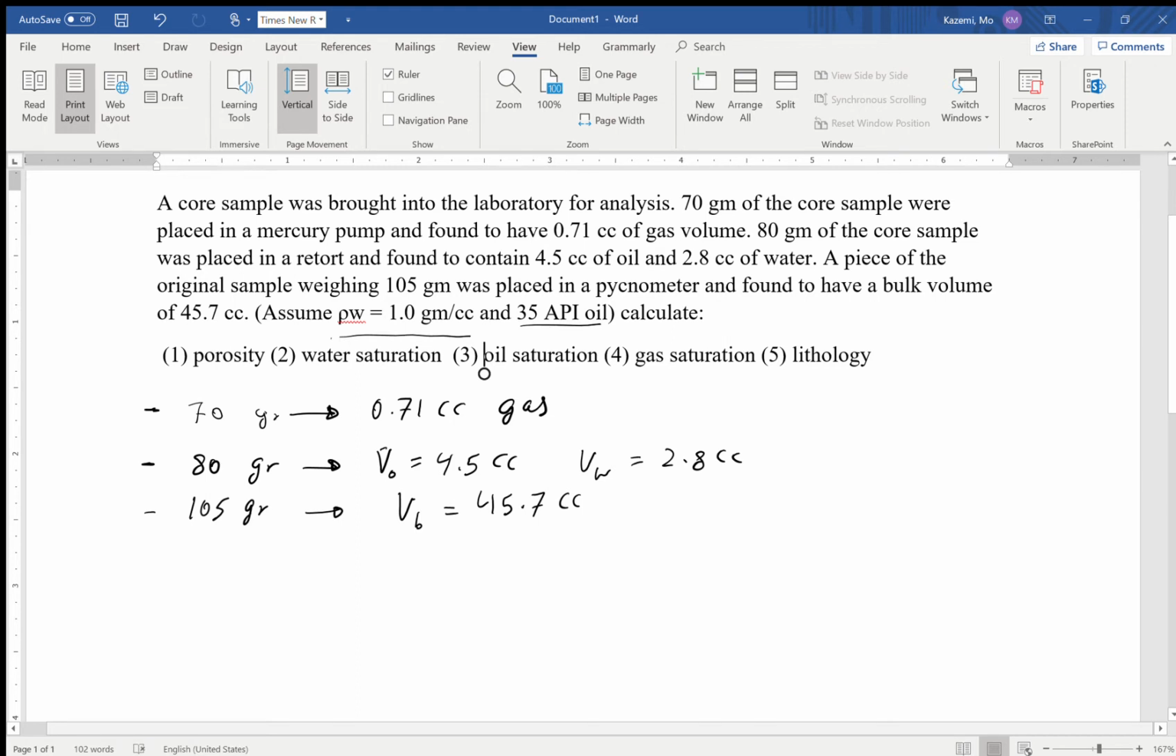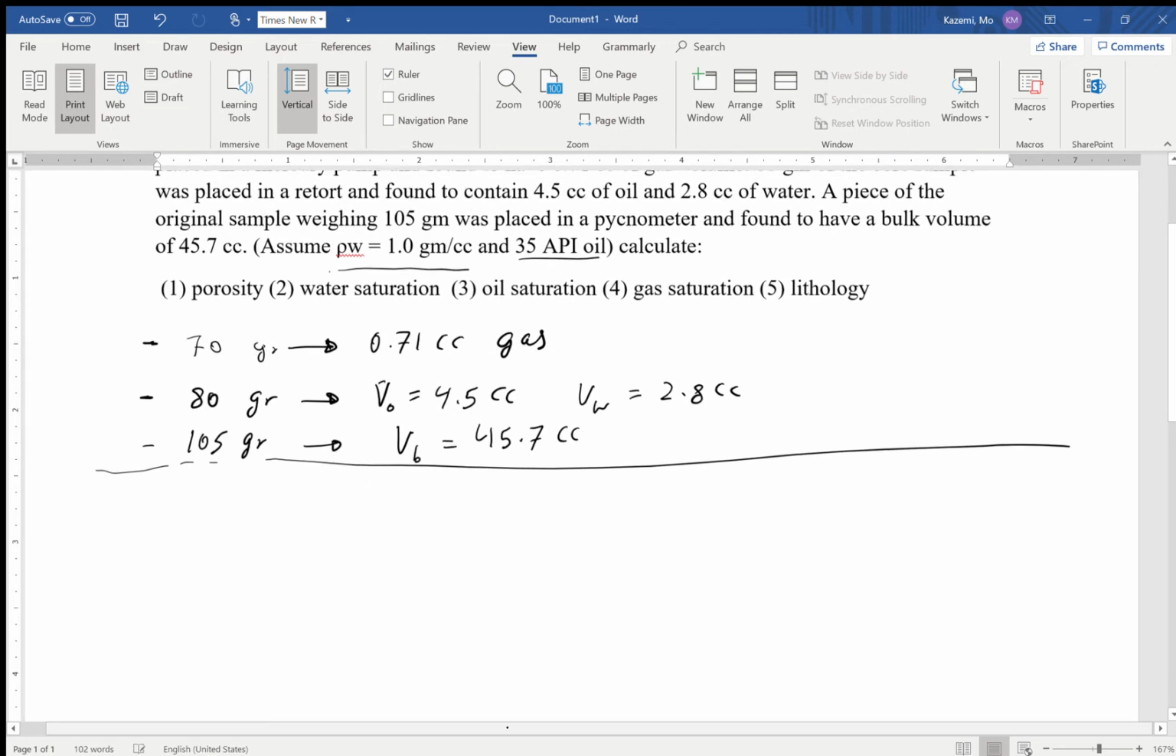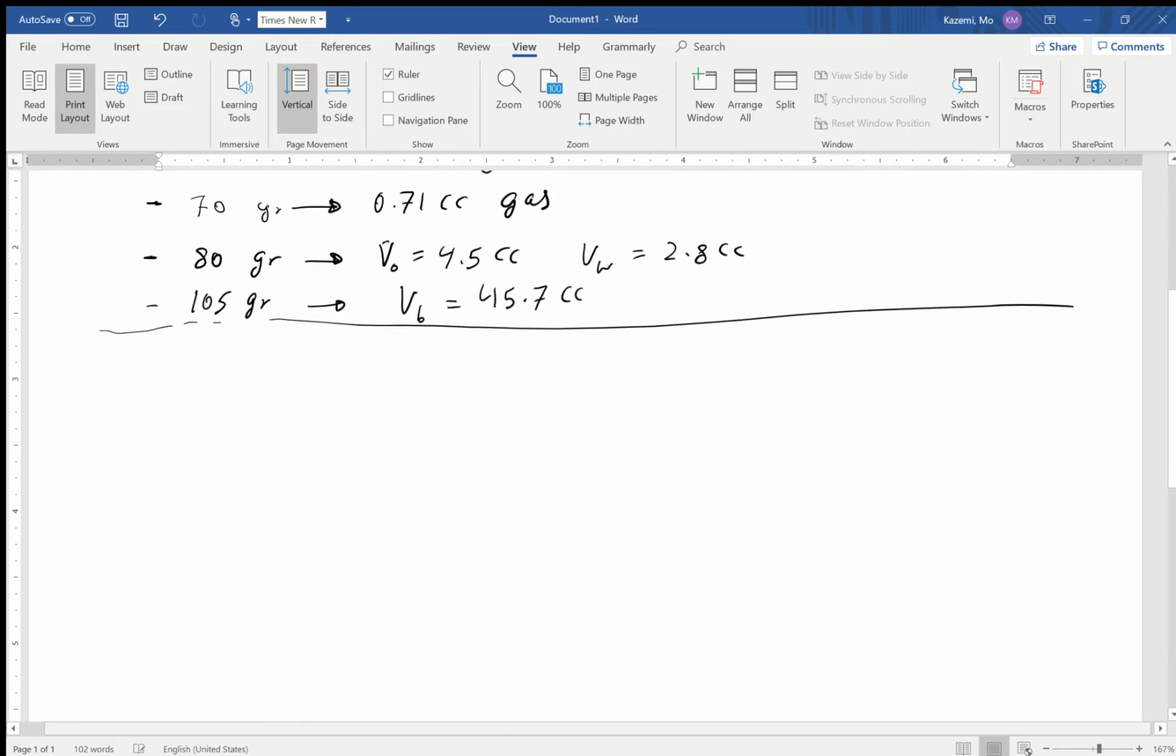All right, so we need to find the porosity, water saturation, oil saturation, gas saturation, and lithology of the sample based on the given information, right? Okay, so one part that is confusing about this problem is basically we have separate amounts of solid, and one is 70 gram, one is 80 gram, one is 105 gram, and they did different types of experiments. They measure different properties.